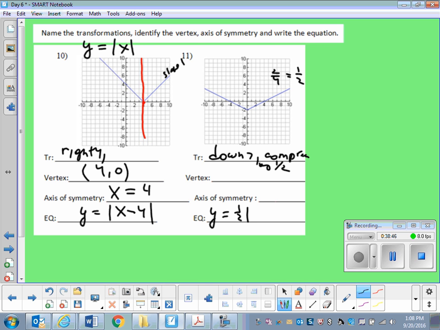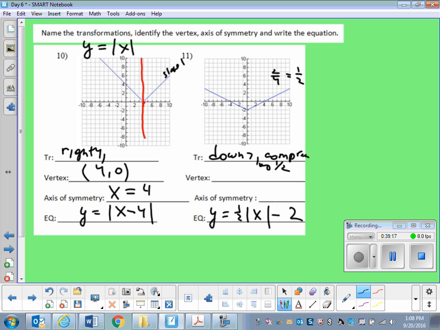1/2 of what? X minus 2. So I actually manually calculated the new slope to figure out what to multiply by. Okay? So the other two don't have that problem, I don't think. The slope is about the same. So work on the number 12 and 13.